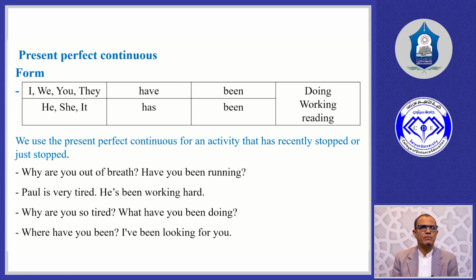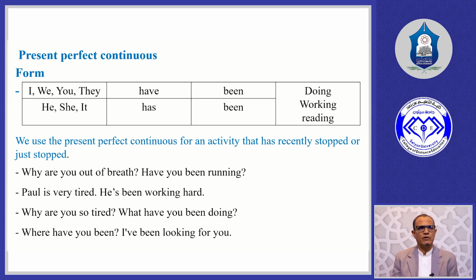So we use the present perfect continuous for an activity that has recently stopped or just stopped. Sometimes if something has already stopped, we can use the present perfect continuous, and we may find some results of that action that was continuing in the past but has stopped already.